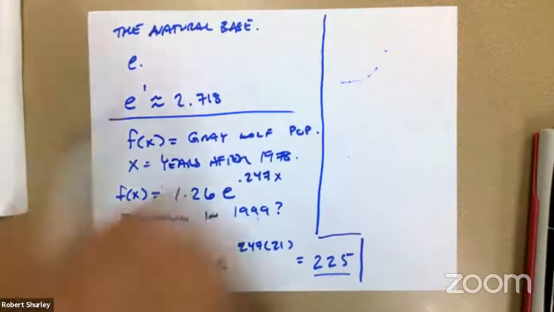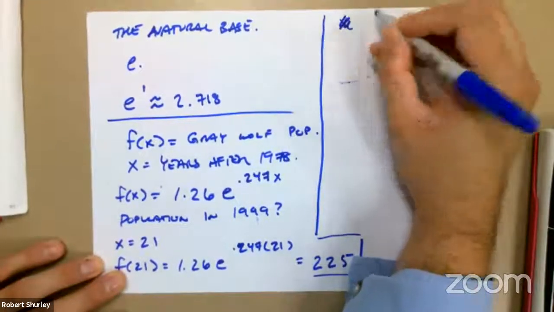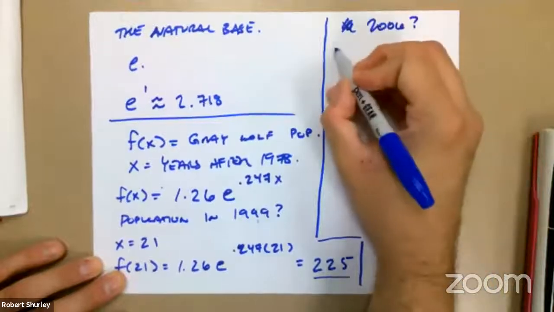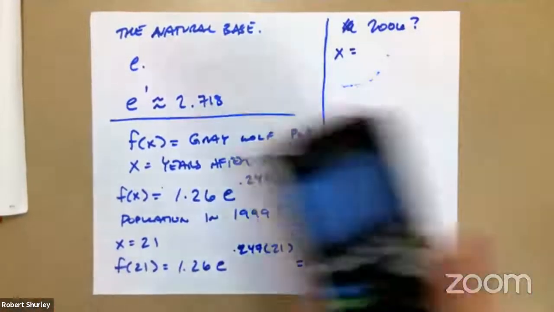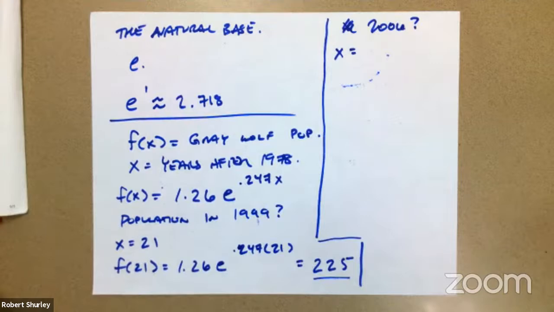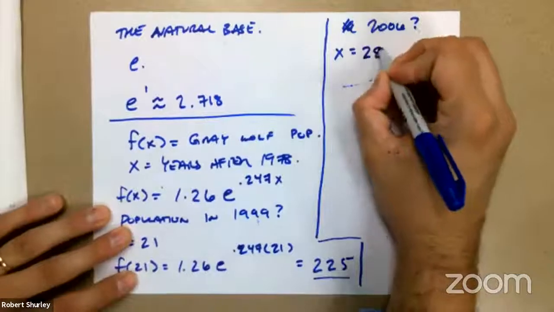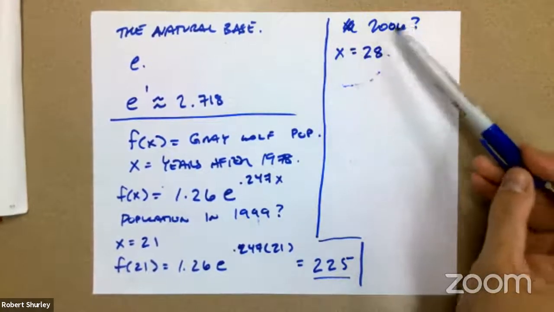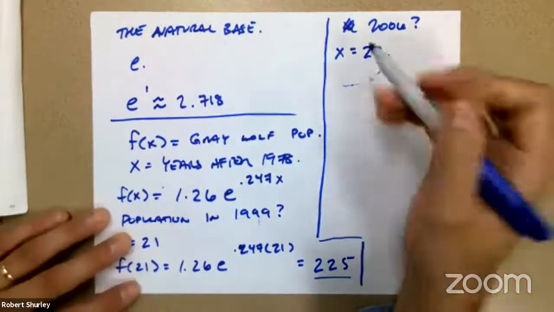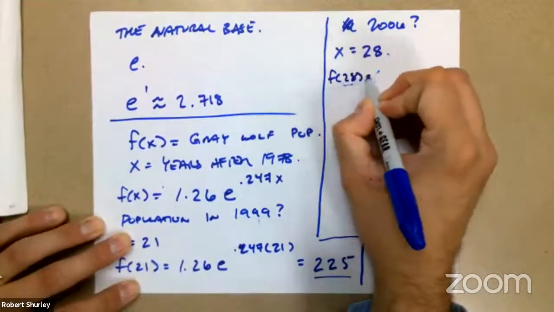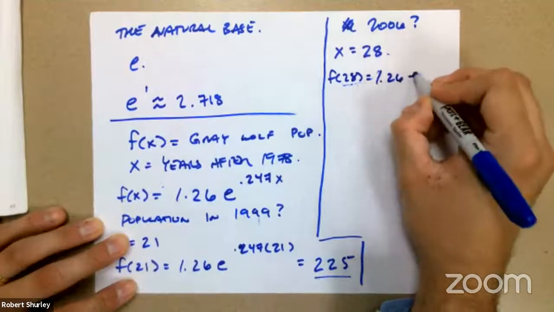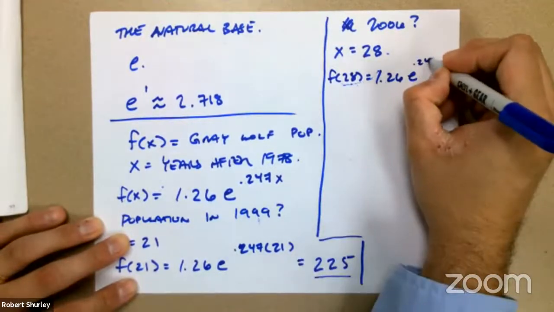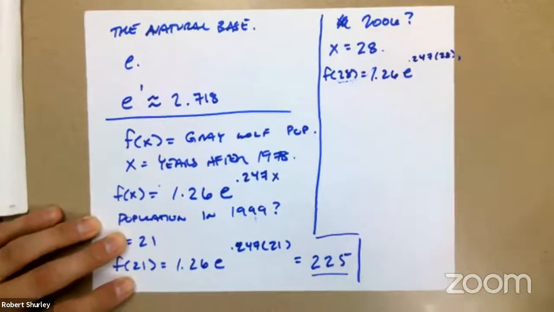Okay, let's do 2006 now. So what about 2006? Okay, let's think about this. If I wanted to do 2006, that's what, 28 years after? And yes, I used a calculator. So 28 years after 1978 would be 2006. So we want to know, well, what's the population then? So I'm going to pop in 28. 1.26 e to the 0.247 times 28.